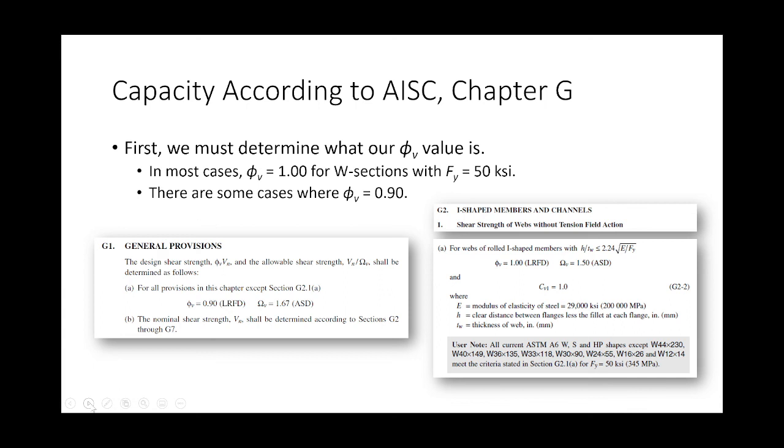And the way that we determine which one of these has a phi value of 0.9 is we look at the slenderness of the web, the ratio of how tall the web is to how thick it is. And so the webs that are inherently thin, we use a phi value of 0.9, whereas the others we use a phi value of 1.